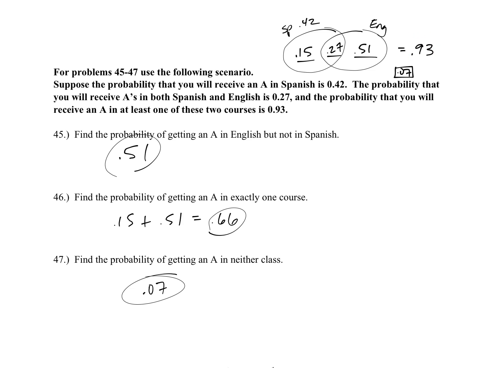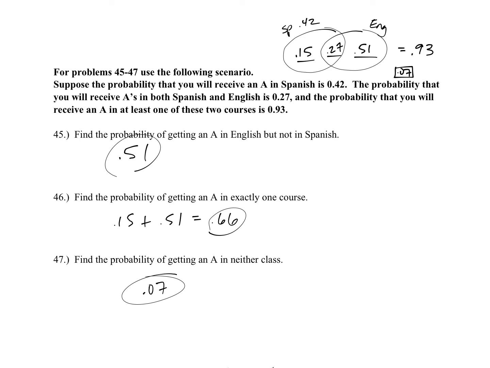That also tells me, I'm not sure if we will need to know this or not, that 7% out here did not get A's in either. So that's like the excluded category, the people that are not in either of these circles. So now that I have this drawn, these questions should be very simple. Find the probability of getting an A in English but not Spanish. Boom, 0.51 right there. In the English circle, not in the Spanish circle.